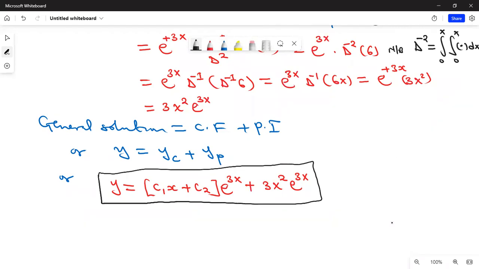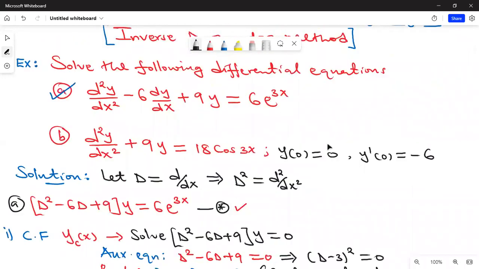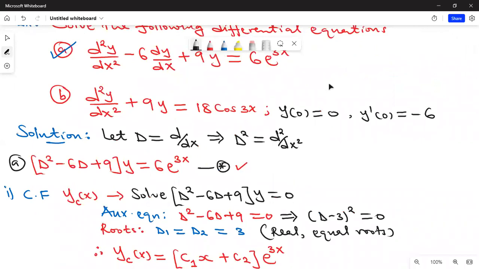Now let's solve part B. I'll write here part B. Again, we need to write that in terms of the D operator. Let's go back to the question in part B and write it in terms of the D operator. This is the question. When you write in terms of D operator, we'll have D squared plus 9 operating on y to give us 18 cos 3x. And there are some initial conditions that y of 0 is 0 and y prime of 0 is negative 6.